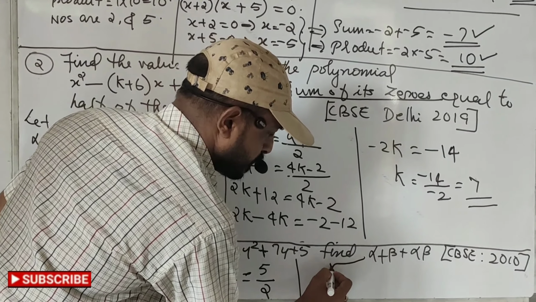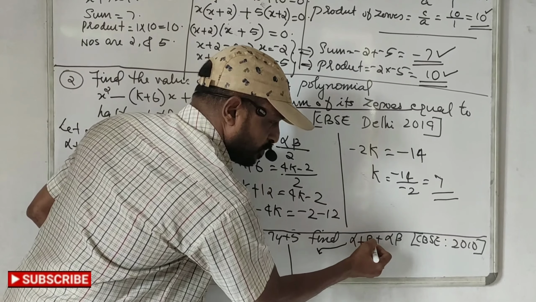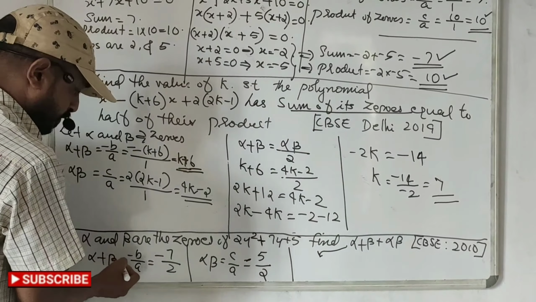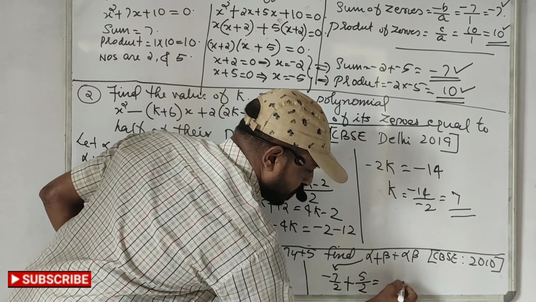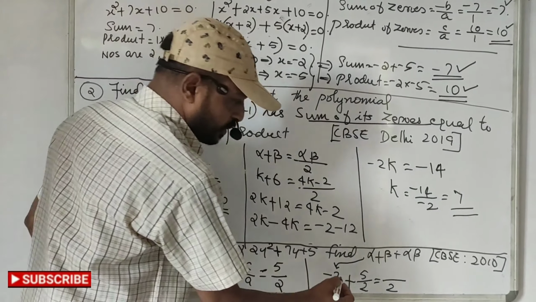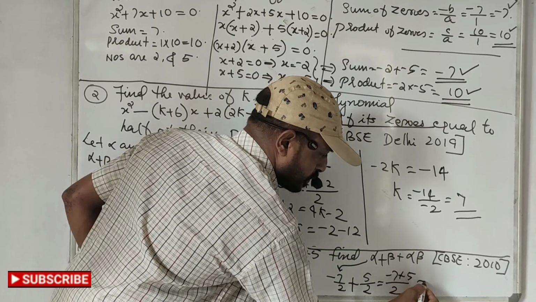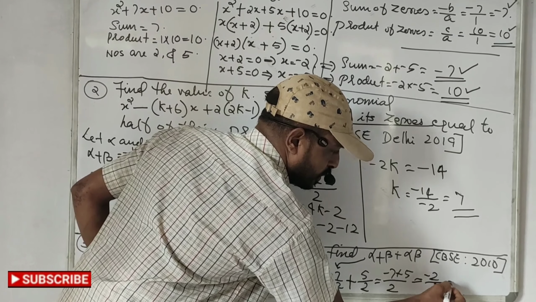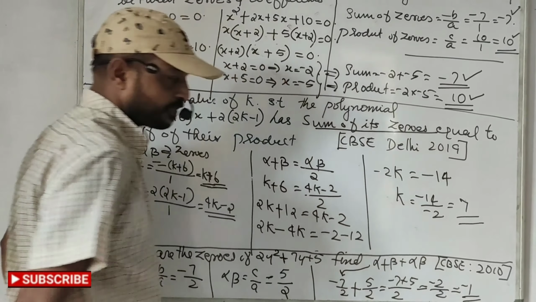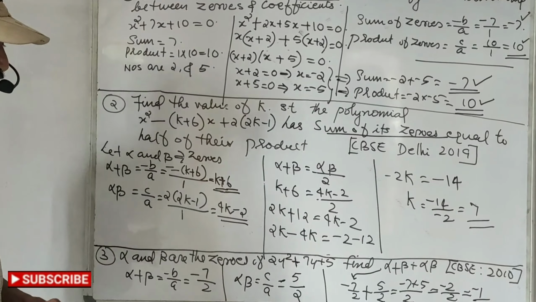So what will be this? Alpha plus beta. What is alpha plus beta? Alpha plus beta is minus 7 by 2, plus, next is alpha into beta. What is alpha into beta? 5 by 2. So 2 is the common denominator. Simply add the numerators, minus 7 plus 5. So you will get minus 2 by 2, that is minus 1.